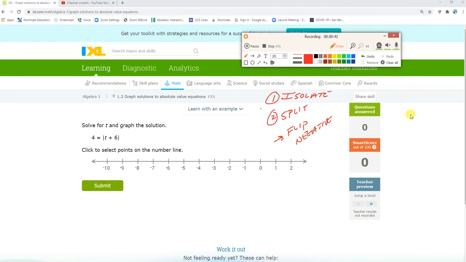What I mean by a flip is, when we get into absolute value inequalities, we're going to be flipping the inequality symbol over. Right now, we're just dealing with equal signs, and when you flip an equal sign, you end up with an equal sign. So the flip isn't doing much.